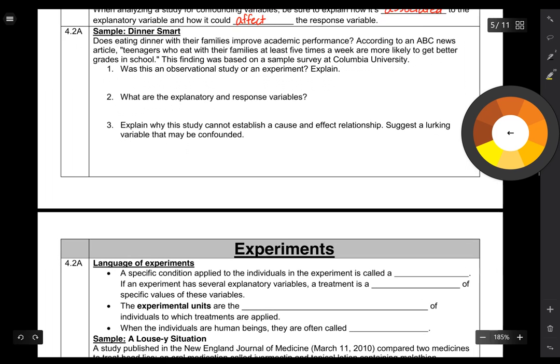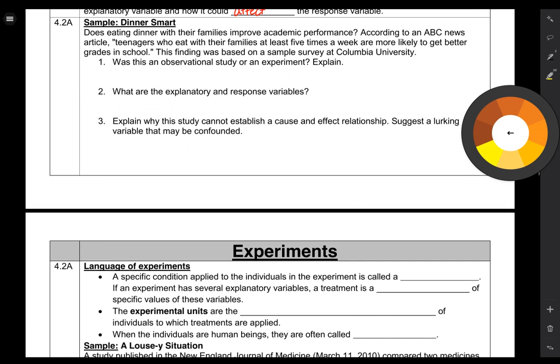Here's a sample problem. Does eating dinner with their families improve academic performance? According to an ABC News article, teenagers who eat with their families at least 5 times a week are more likely to get better grades in school. This finding was based on a sample survey at Columbia University. Was this an observational study or an experiment?